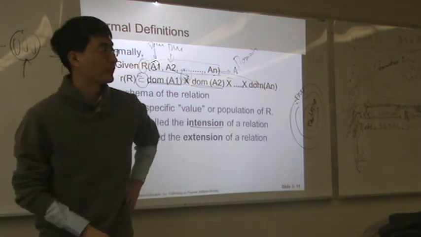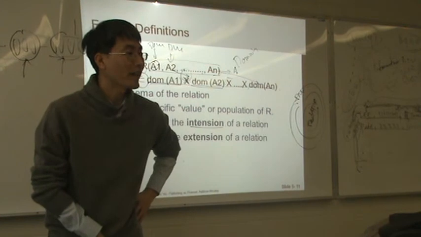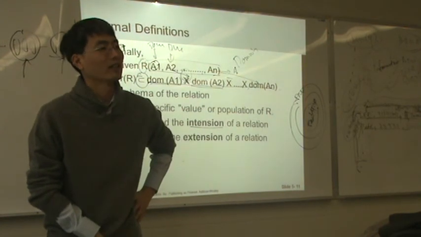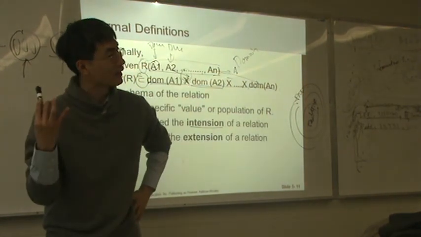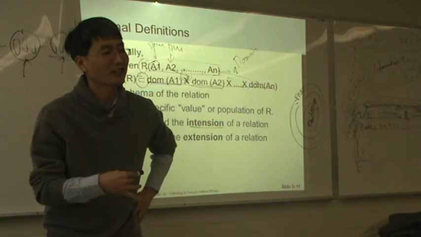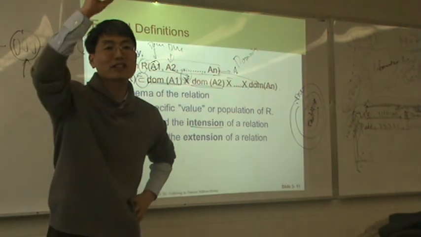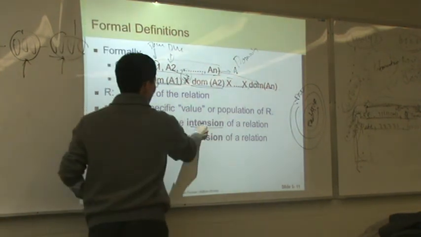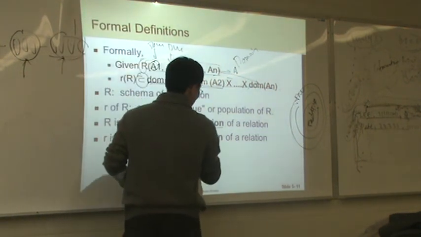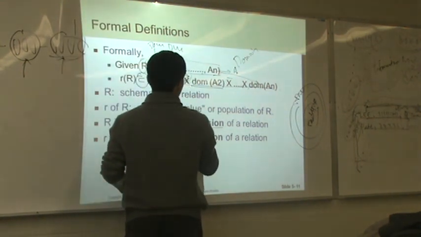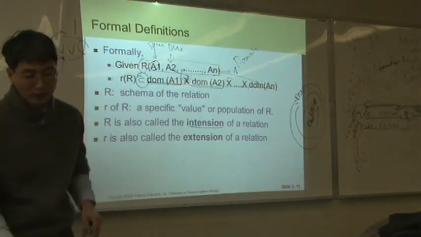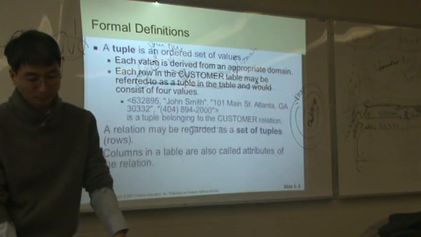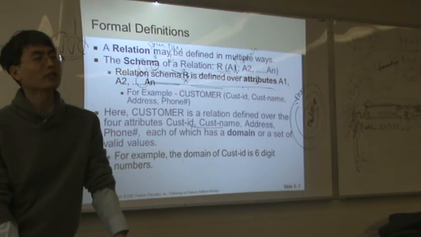That will be what? Database state. What is a database state? Go back to the first week of this class. Database schema plus sample data. Database schema is the intension, the data is the extension. It's a database state. Okay? Any questions?